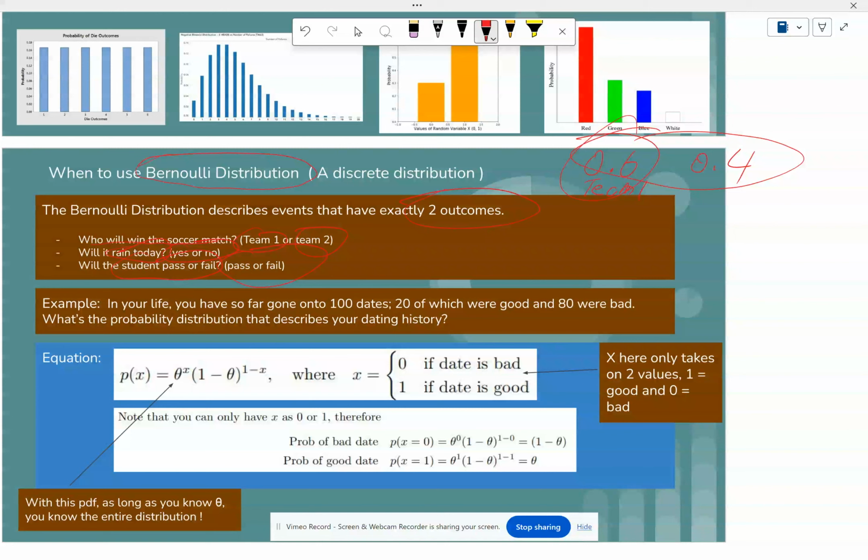So when you recognize that you have a Bernoulli situation, where you have just two outcomes, the Bernoulli equation follows this pattern. x here is either 0 or 1, because it's two outcomes. Once you have identified that the situation is binary, you can just use this equation, where x can only be 0 or 1.